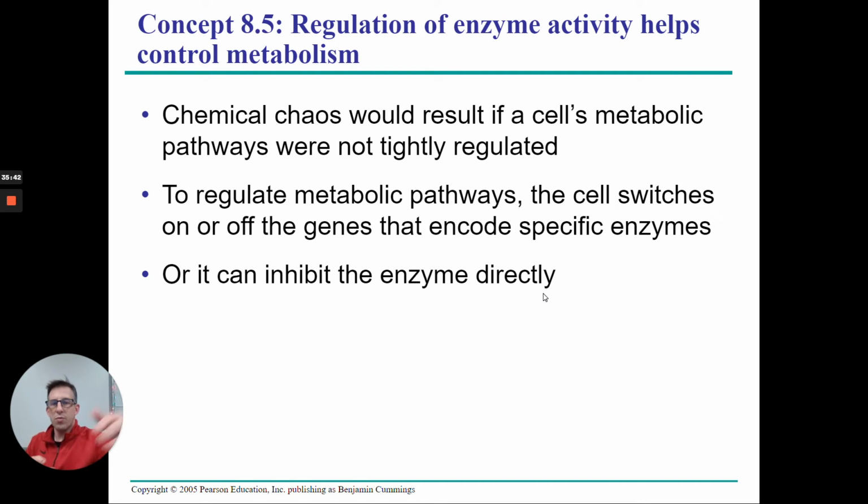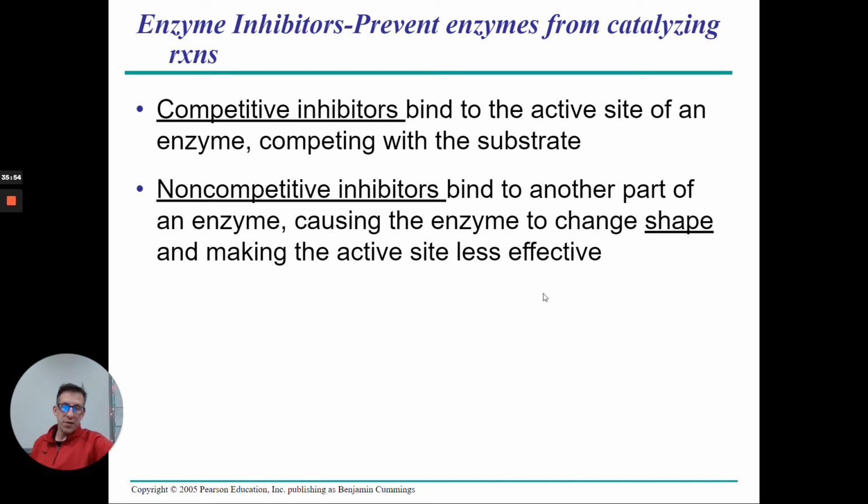And so to regulate metabolic pathways, the cell switches on or off genes that encode specific enzymes, and in some ways those enzymes can be regulated themselves once they're already created. And so that's what we're going to talk about here. The first way that we're going to talk about is enzyme inhibitors, okay? So the enzyme inhibitors work on enzymes that are already around, okay?